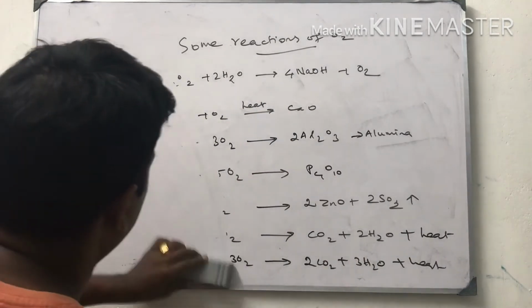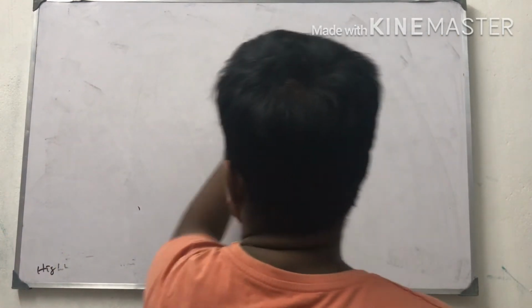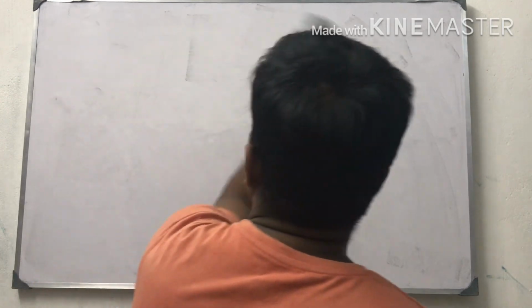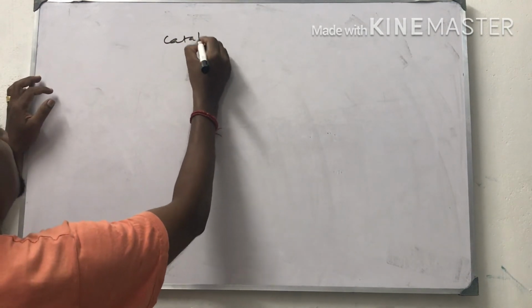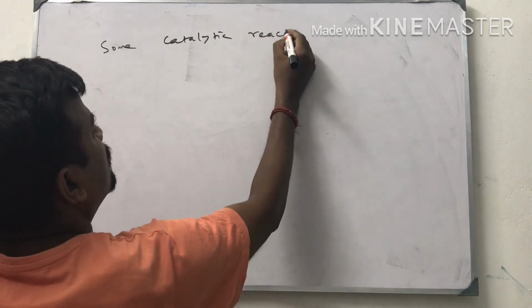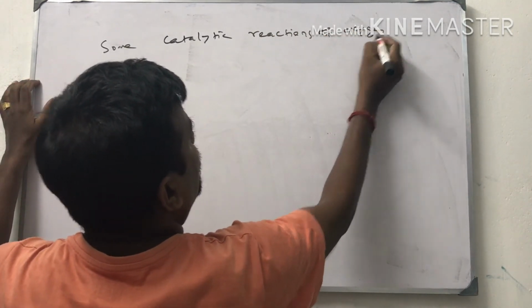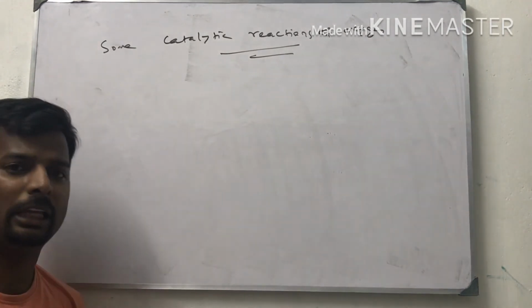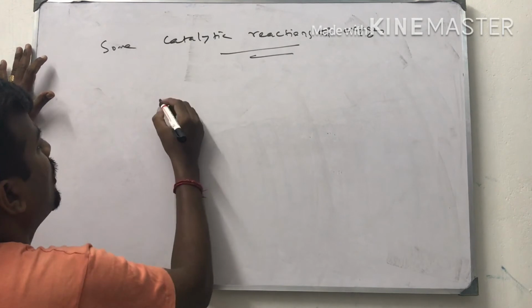Okay, these are examples. Now I am going to start with some more examples. Some catalytic reactions of oxygen. I am going to tell about some catalytic reactions of oxygen. What are the catalytic reactions?